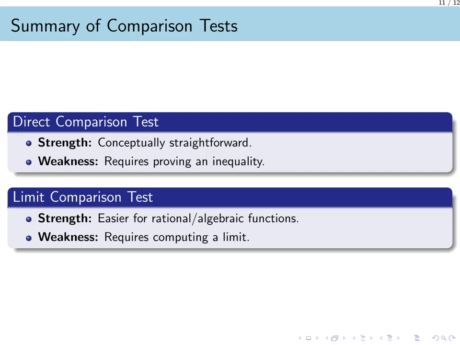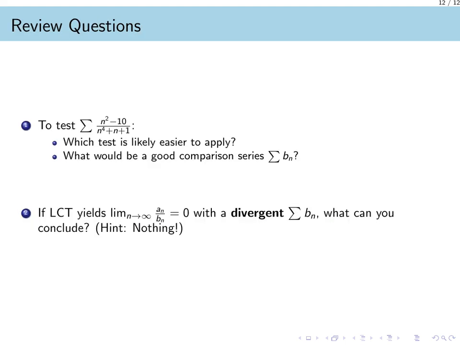The key is to choose the right tool: direct comparison when an inequality is obvious, and limit comparison for more complex algebraic forms. To wrap up our discussion on comparison tests, let us consider two review questions to solidify these concepts. First, look at the series defined by the sum of the fraction n squared minus 10 over the quantity n to the fourth plus n plus 1.